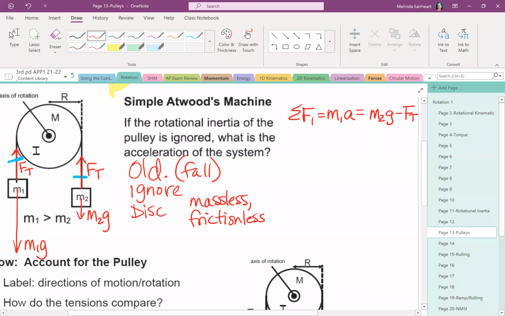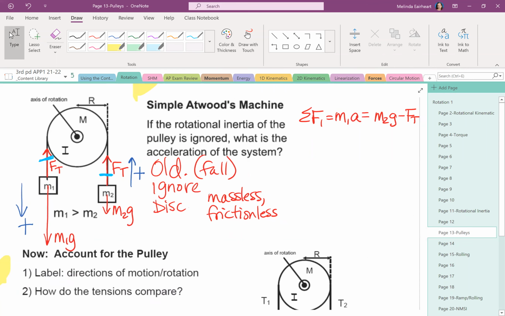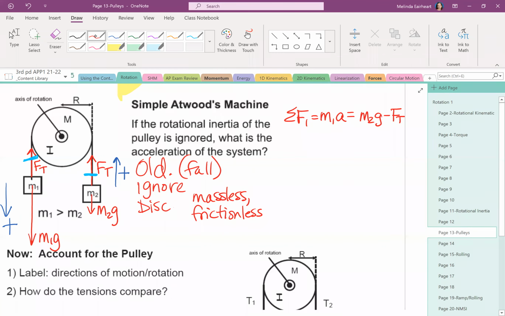Shouldn't it be positive, Miss Earhart? Well, if M1's bigger, what's its forward direction? M1 will go down, right? M2 will go what direction? Forward. Up. And that's not a mistake. Up on one side, down on the other is the forward direction for each. Now we can write a FNet statement for the second block. FNet 2 equals M2A, and that one has a positive tension and a negative weight.